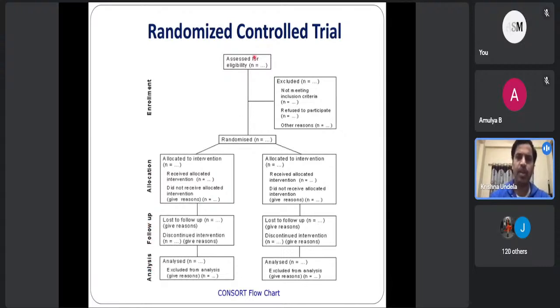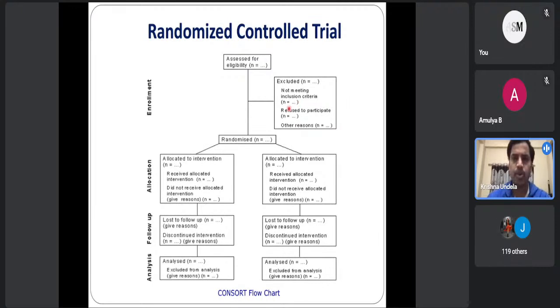And usually for any randomized control trial, we assess all the patients, whether they're eligible for our study or not, right? We can call it screening. So we have screened 1,000, for example, and out of 1,000, 200 are not eligible based on our inclusion exclusion criteria, right? Every randomized control trial has a protocol. In that protocol, they clearly mention who will be included and who will be excluded. Based on that criteria, they exclude the patients who do not meet the inclusion criteria.